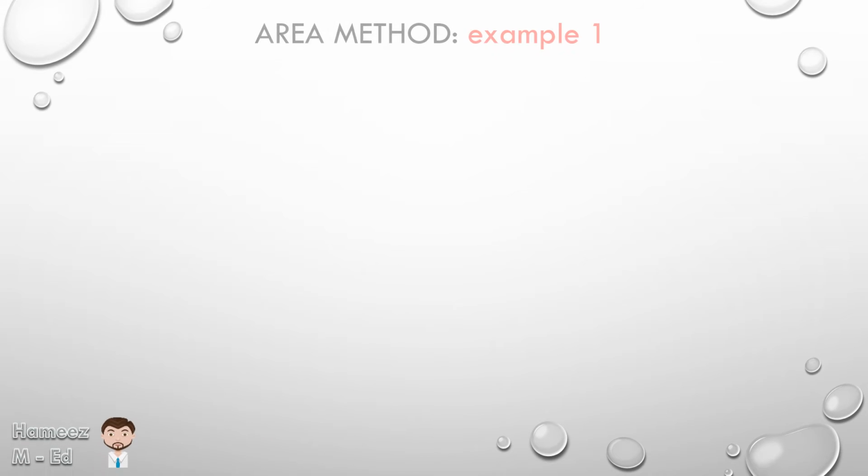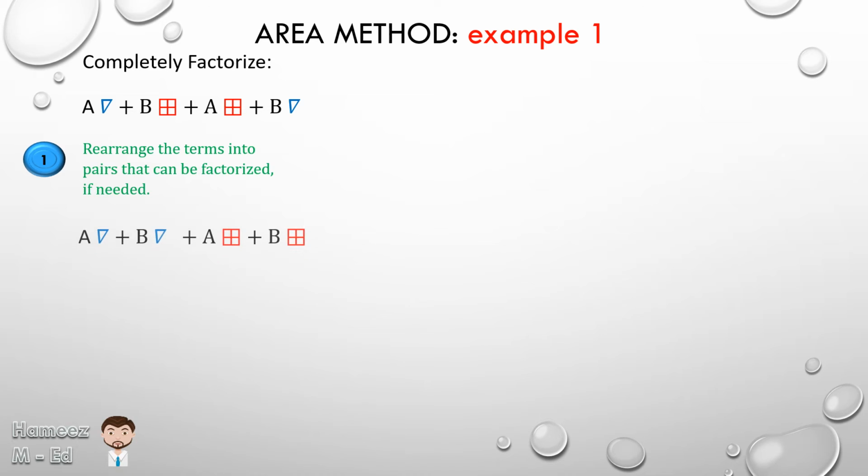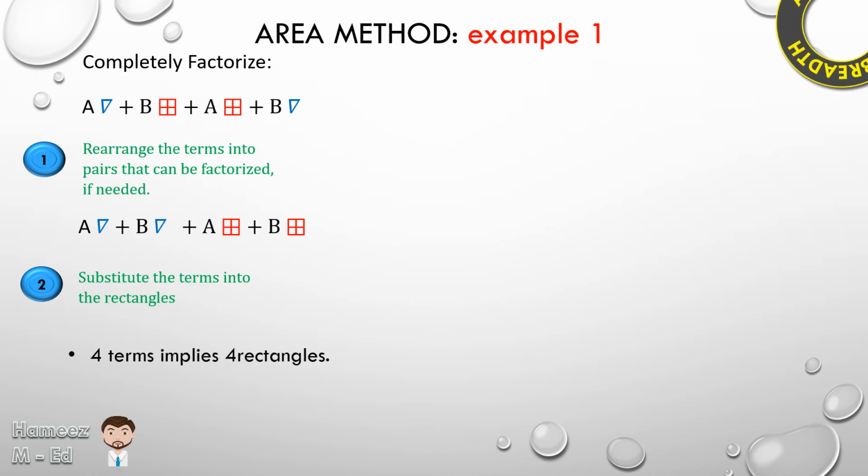Let's look at example 1 using the area method to solve it. The question repeats A triangle plus B window plus A window plus B triangle. So step 1 says to rearrange the terms into pairs that can factorize. So when we rearrange, as before, it becomes A triangle plus B triangle plus A window plus B window. Now step 2, substitute the terms into the rectangles. Now there's something to remember here, that we have 4 terms, which means that we need 4 rectangles.